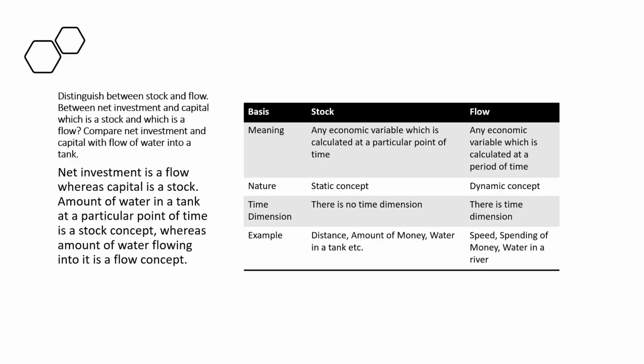Distinguish between stock and flow. Between net investment and capital, which is a stock and which is a flow? Compare net investment and capital with flow of water into a tank. Net investment is a flow whereas capital is a stock. Amount of water in a tank at a particular point of time is a stock concept, whereas amount of water flowing into it is a flow concept. The difference table may be read from the display.